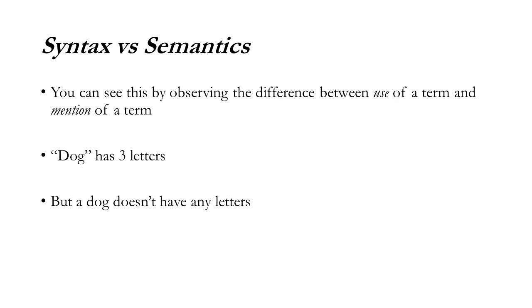You see this by observing the difference between the use of a term and the mention of a term. This is a common sort of thing that logicians and philosophers like to point out, this difference between use and mention. So dog has 3 letters. But a dog, like Scruffy, doesn't have any letters, right? It's a dog.